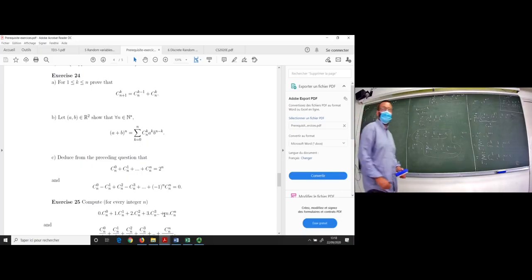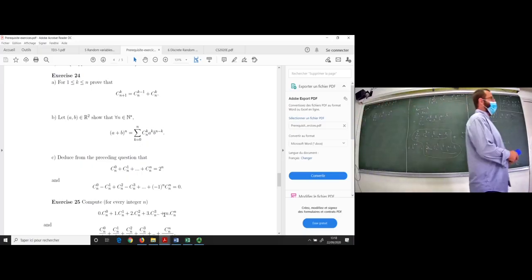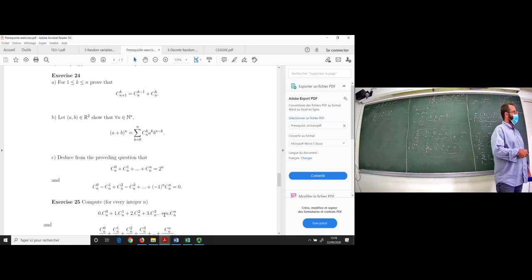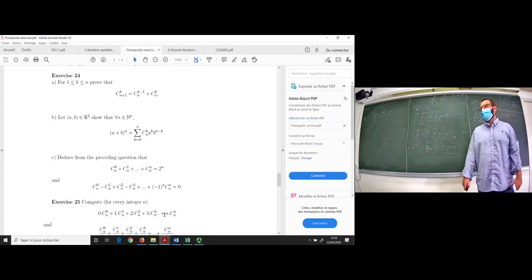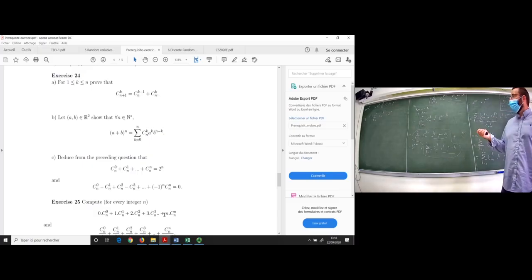Do you have an idea to do this? Knowing that it's the last question of an exercise, I can hope that I will have to use what I have done previously here. So I have this one. How to deduce this one? I have to make appear the sum of the C(n,k). If I have a look at what I have here, in order to obtain this sum, I can take A equal to 1 and B equal to 1, and I will have my result.